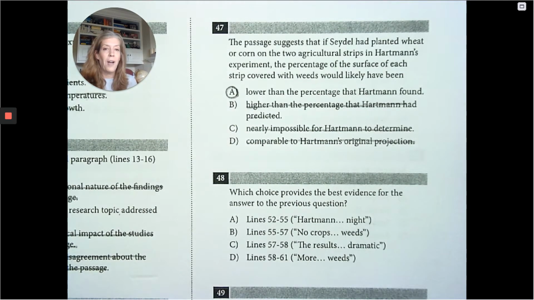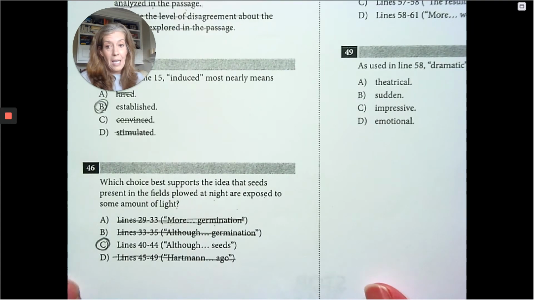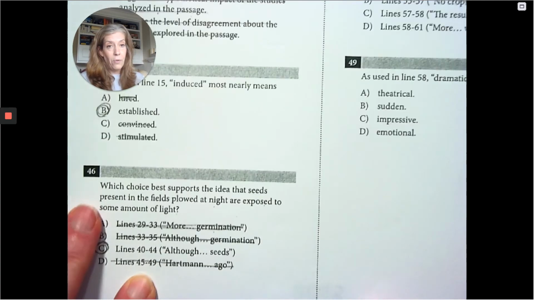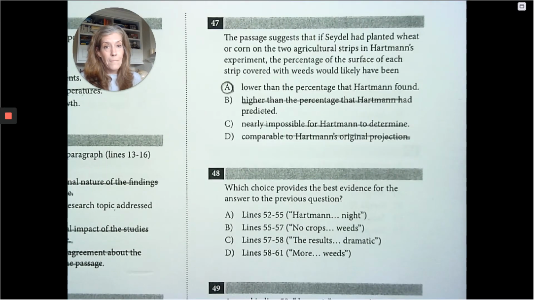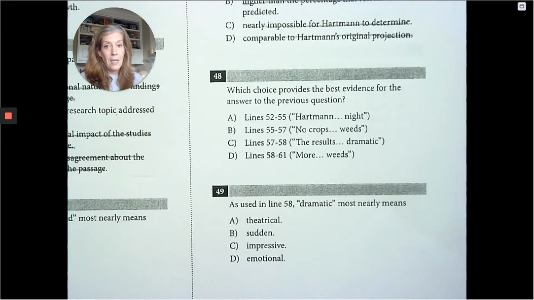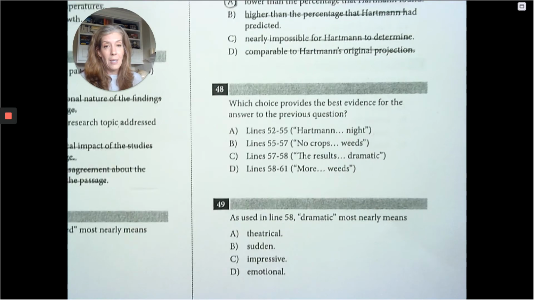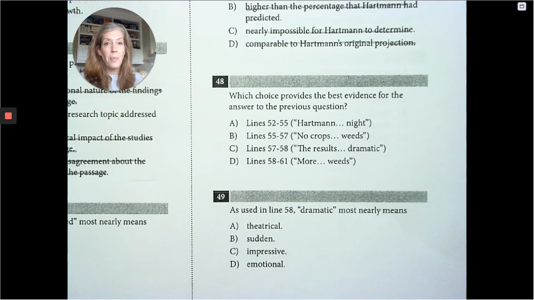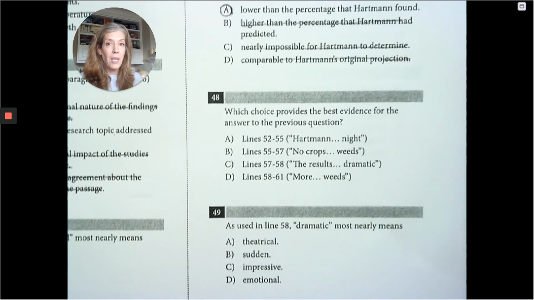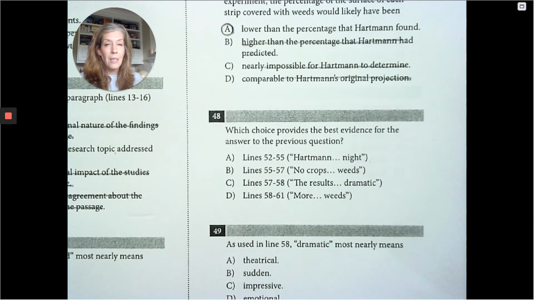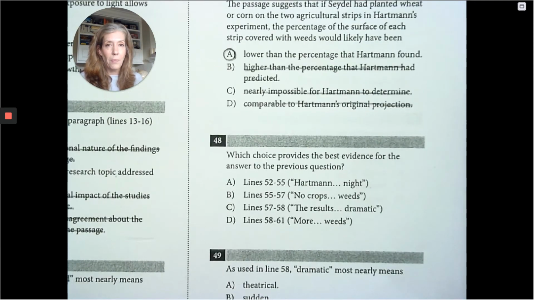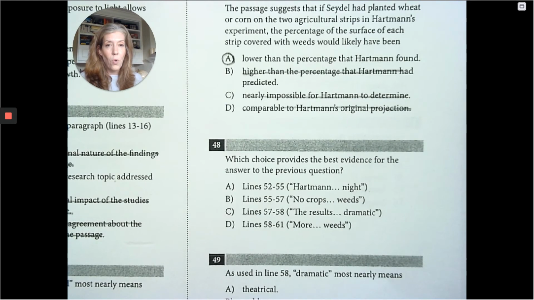Which choice provides the best evidence for the answer to the previous question? I'm going to have a look. What I'm looking for is to see if we can eliminate any. And we just got line 40 to 44. No lines there. And then line 58. So unfortunately, we can't eliminate any. But which choice provides the best evidence for the answer to the following? We're just looking at what else was growing. Were there wheat or corn?